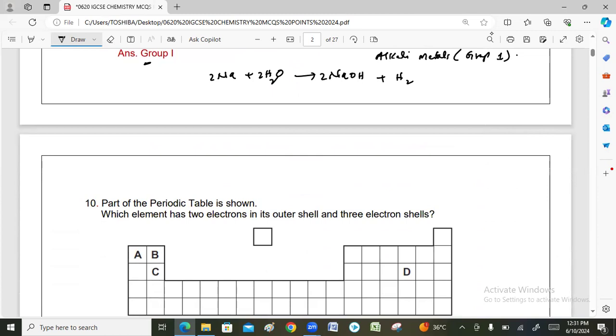Now, part of the periodic table is shown. Which element has 2 electrons in its outer shell and 3 electron shells?